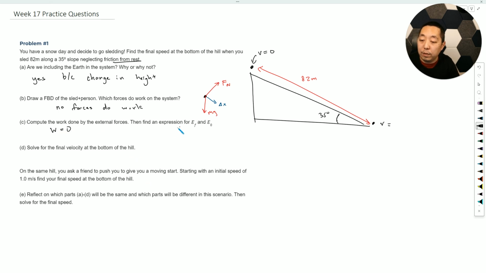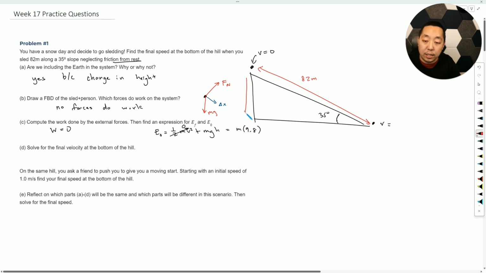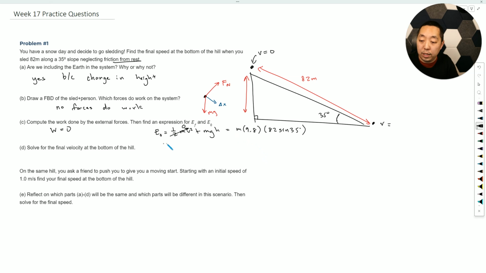Solve for the final velocity, then find expressions for final and initial energy. For the initial, we have to consider whether there's kinetic energy and gravitational potential energy because we've included the Earth in the system. There's no kinetic energy to start because it starts from rest. This is the initial position, and this is the final. So the initial energy is m times 9.8 times whatever the height is. We want to know what this height is. And that height is, because of the right triangle, 82 sine of 35 degrees. That's an expression for the initial energy.